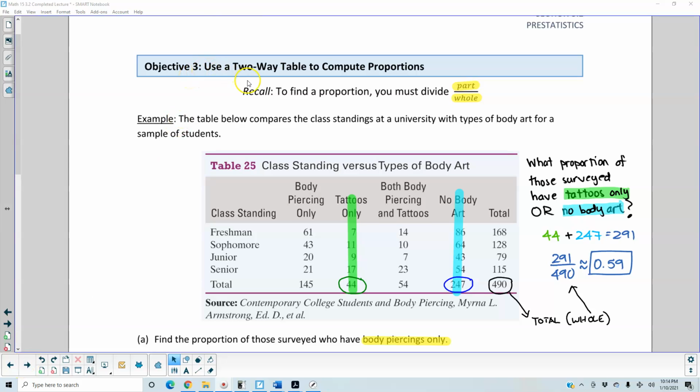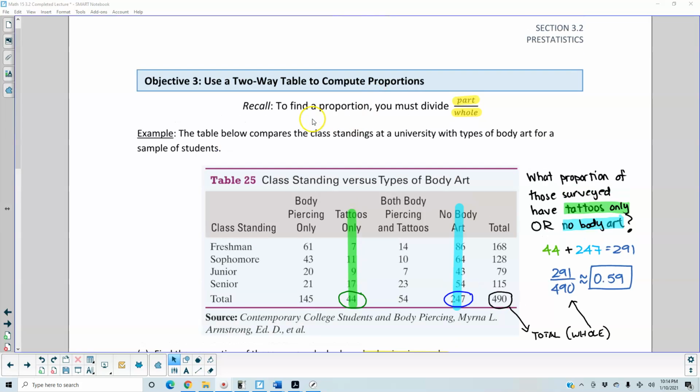Objective 3. Use a two-way table to compute proportions. So recall that to find a proportion, you must divide the part with the whole. So for example, the table below compares the class standings at a university with types of body art for a sample of students. Table 25, again, class standing versus types of body art.